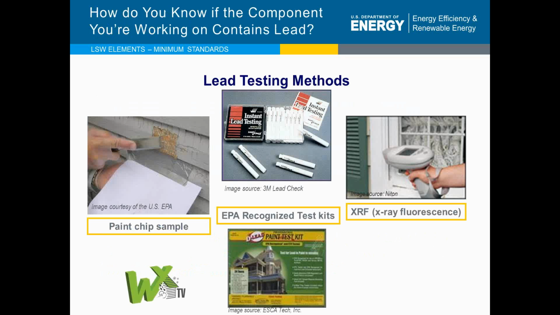Paint chip sampling, or what EPA calls their recognized test kits. There's two of them. One is the paint swabs by 3M, and another one's called D-lead. Those are qualitative test methods. They're relatively inexpensive. They're very available, easy to use, but a certified renovator has to use those.